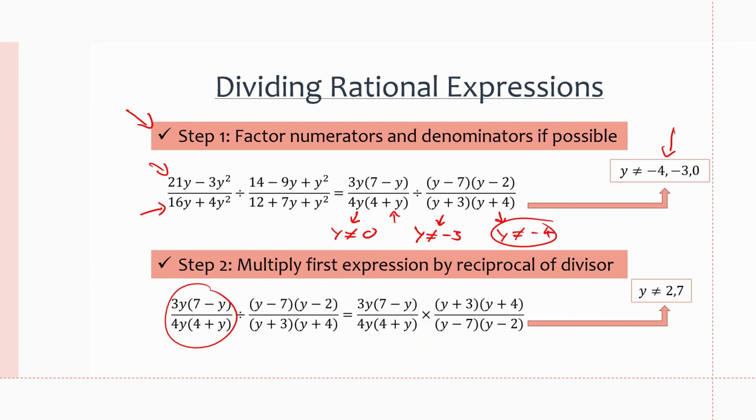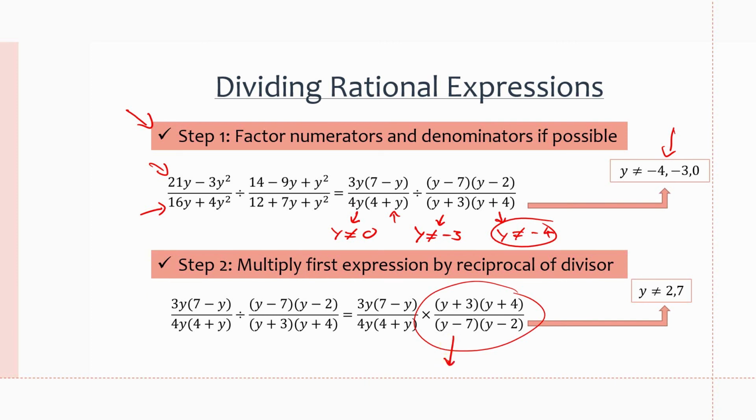So here we have y minus 7 times y minus 2 on the numerator, and here we have it on the denominator. Here we have y plus 3 times y plus 4 on the denominator, and here we have it on the numerator. Once we take the reciprocal, we change this division sign to a multiplication sign, and we continue. Since we flipped the second expression, now the denominator has changed, so now we have even more restrictions to note.